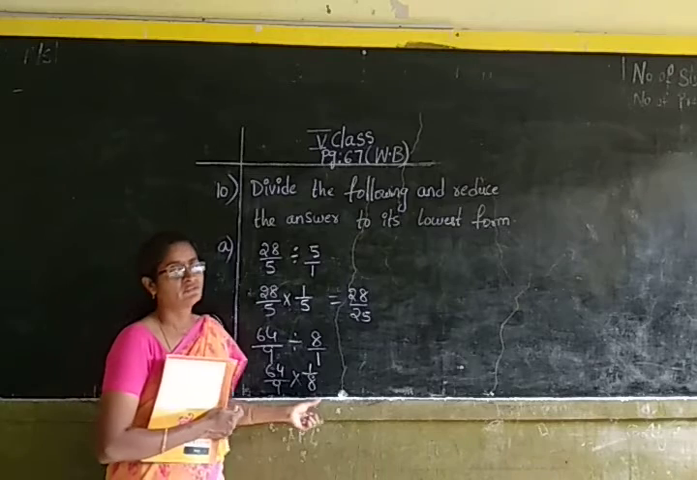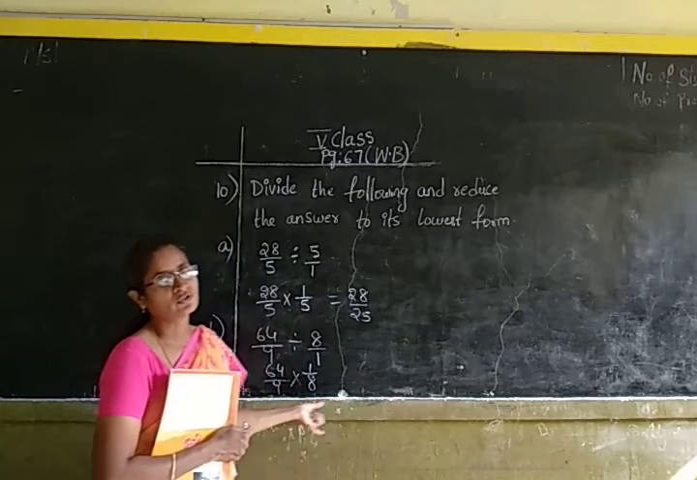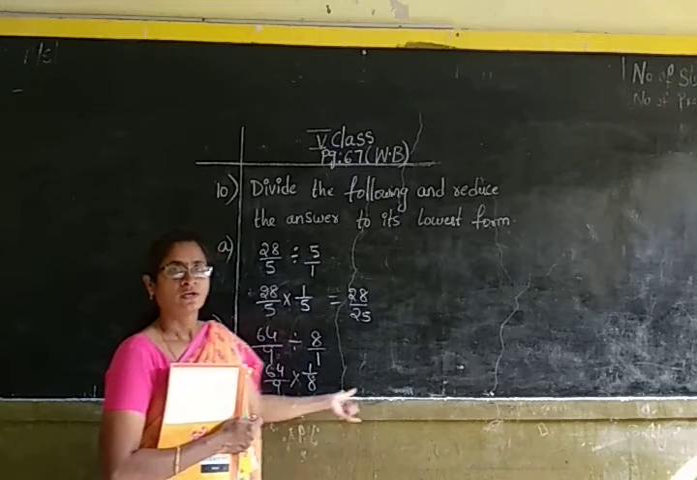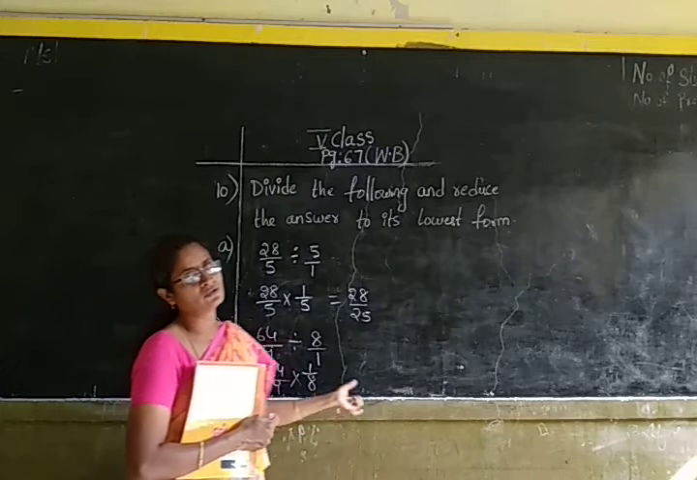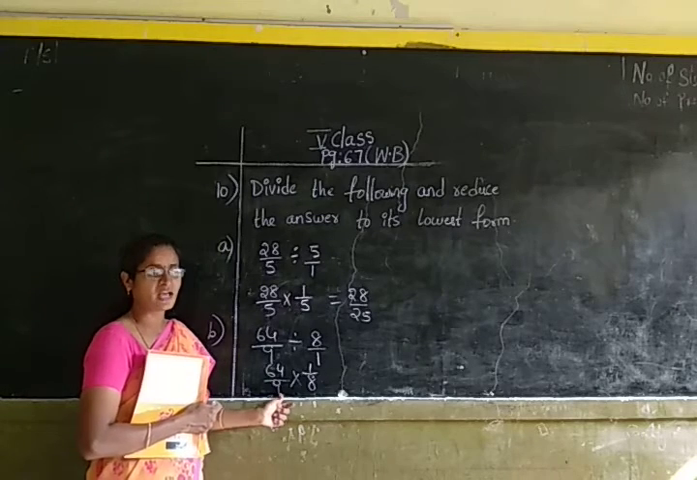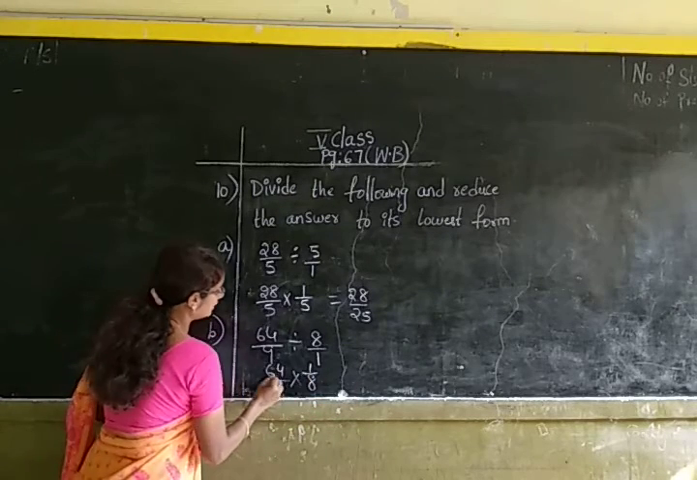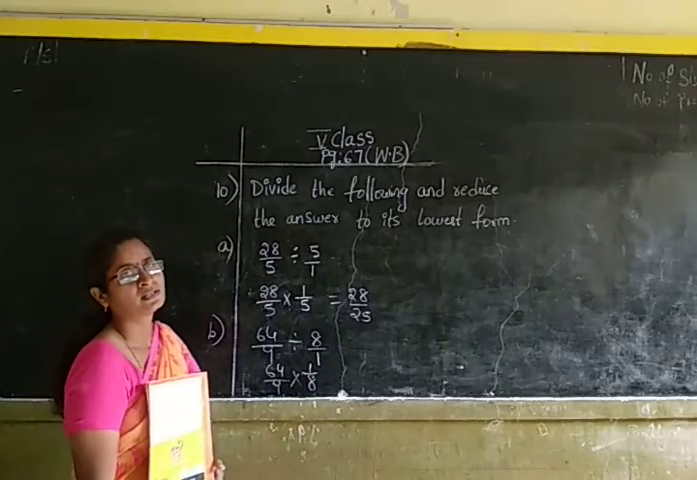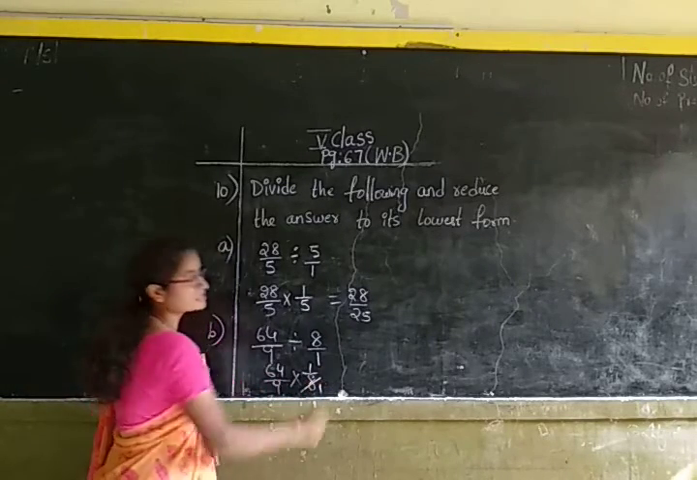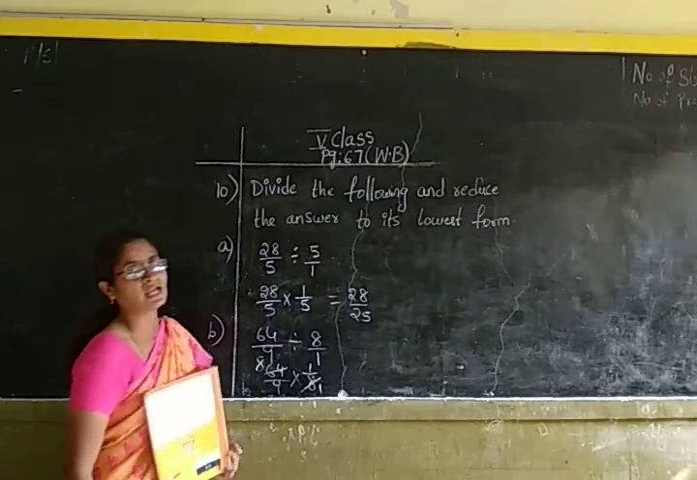Okay children. First we have to reduce the fraction and then multiply, or you can multiply the fractions and then reduce them. First I am reducing the fractions and then I will multiply. 64 and 8 are in the 8 table. 8 goes in 8 one time and 8 goes in 64 8 times.